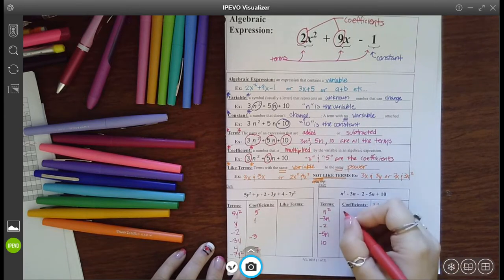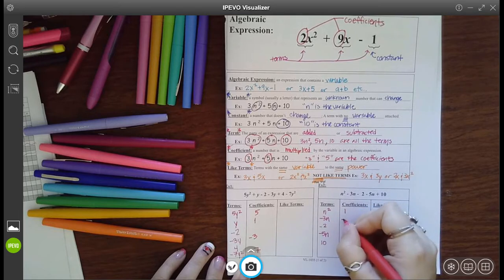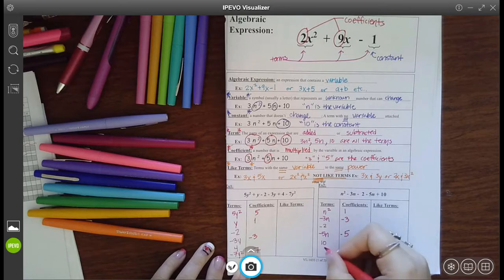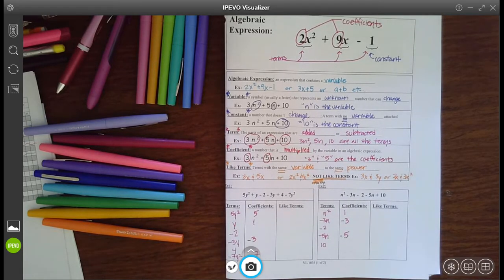Okay, hopefully you wrote a 1, then a -3. That's a constant, so skip it. A -5, and again, that's another constant, so skip it.